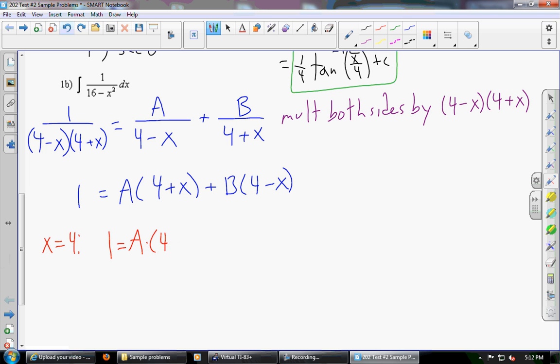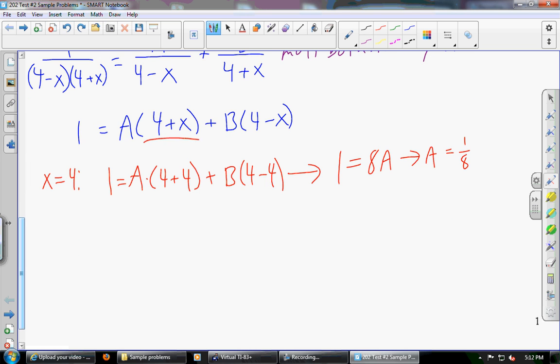A times 4 plus 4. B times this x also becomes 4, and that just becomes 0. So this tells me that 1 is equal to 8a plus nothing. So a is an eighth. Play the same game with another number.